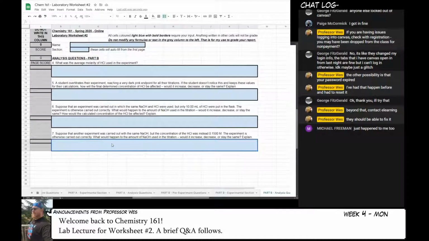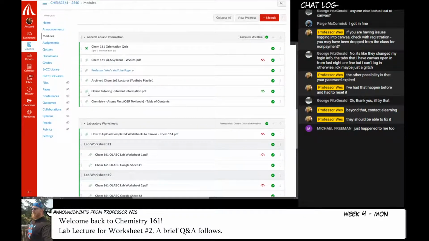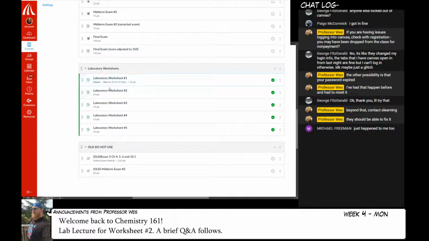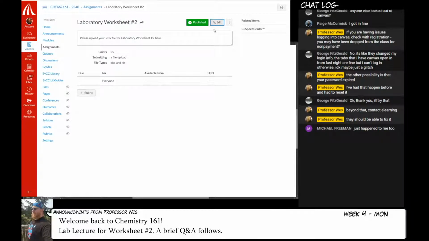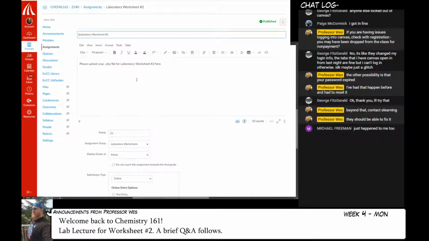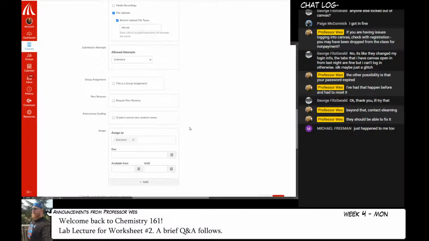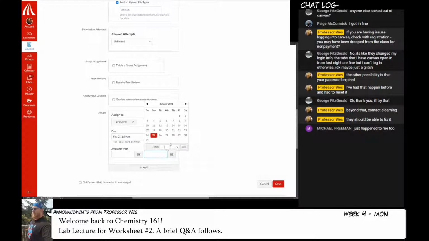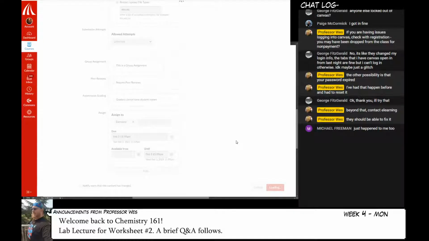If there's any questions about part B or about the lab worksheet in general, everybody should be able to access it. What I'm going to do now is go over here. We're going to make the assignment available so that you can turn it in. Lab worksheet 2. We're going to edit this. You can upload as many as you want. Assign to everybody. Let's do next Tuesday, and then the hard deadline will be the next day. There you go. So it is now open.